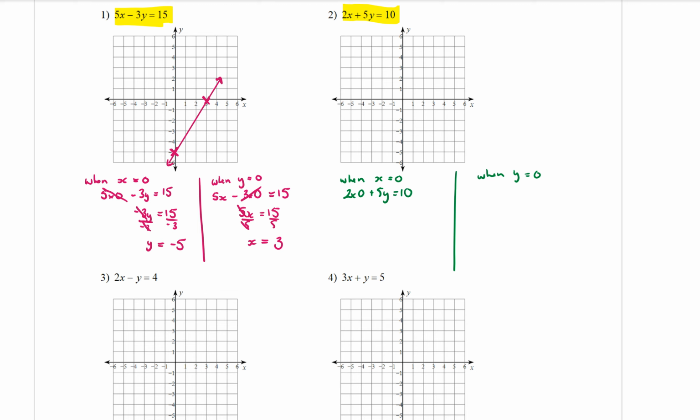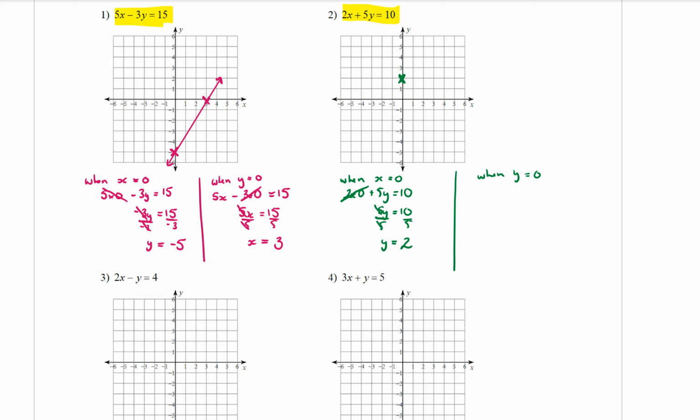2 times 0 is nothing, cross it out. So 5y equals 10. Now I want to get rid of the 5, so I divide by 5. And I get y equals 10 divided by 5 is 2. So x is 0, y is 2 is my first point.